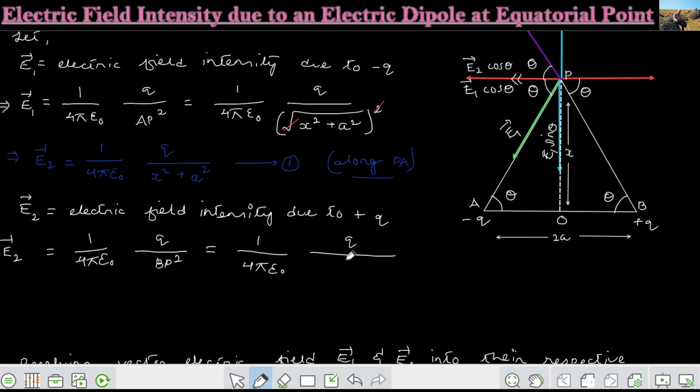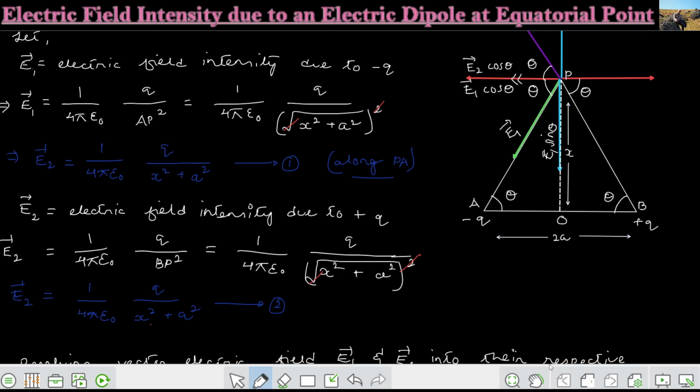If you solve, you get back the same step, and over here this will be x square plus a square with that root term, to the power square. Then the square and the root will get neutralized. So it will give you the same result as equation number 1. So E2, the final equation, will give you 1 by 4 pi epsilon naught, then Q divided by x square plus a square. This will be marked as equation 2.